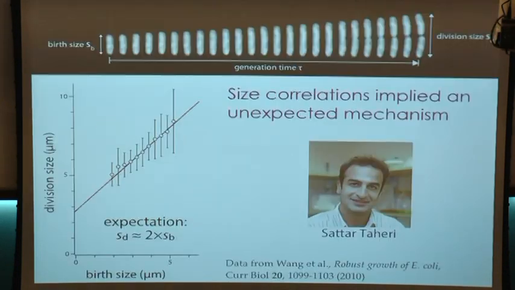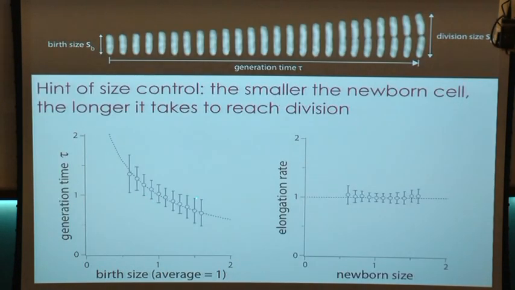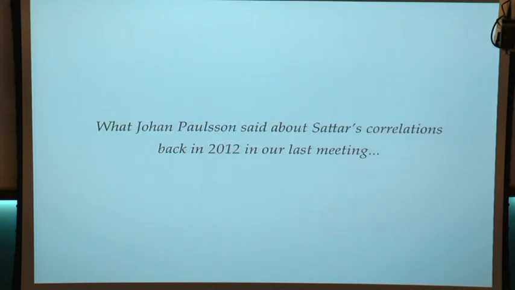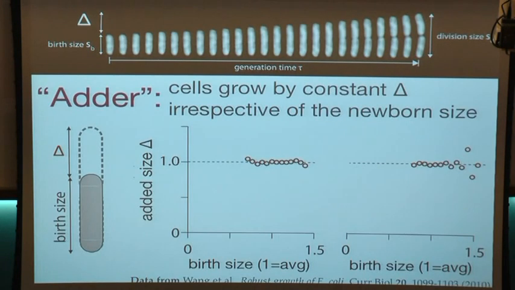And this correlation also tells us the timer cannot be true either. A timer would tell you that division is triggered after some fixed amount of time has elapsed from birth. As you can see here, again, the generation time depends on the birth size. The data very clearly told us that neither the sizer nor the timer can describe our data. We knew there was something else. So we decided to call it the adder.